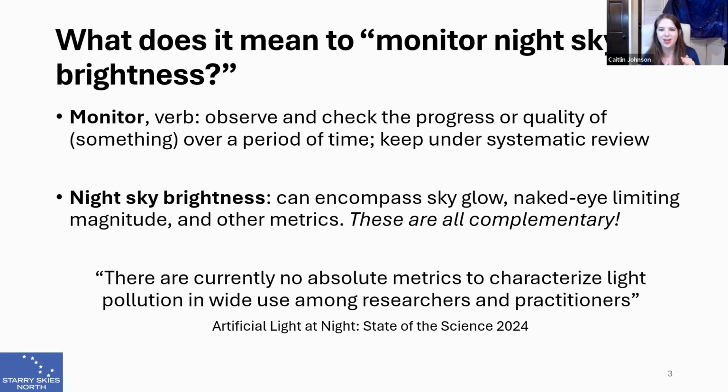And I really want to highlight a quote here from the Artificial Light at Night State of the Science publication: "There are currently no absolute metrics to characterize light pollution in wide use among researchers and practitioners." You could potentially take that as a negative, but I take that as a positive. I mean, we do need to have some work to do, but right now that means that all these metrics that we have available to us are complementary. And since there are no absolutes, we do really need to understand the unique situation in which we're using them and understand your why.